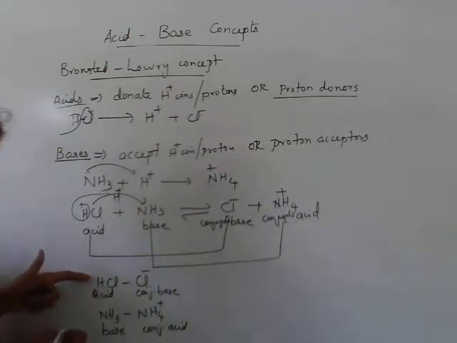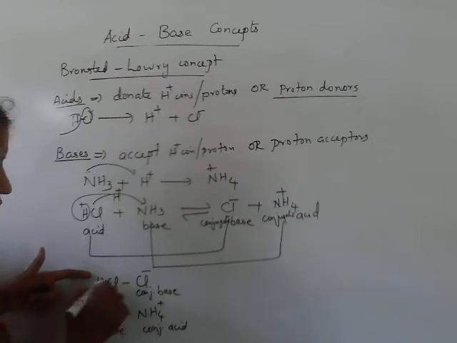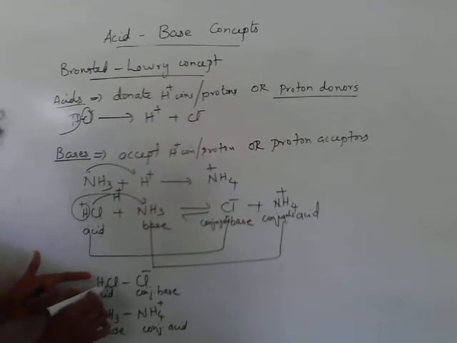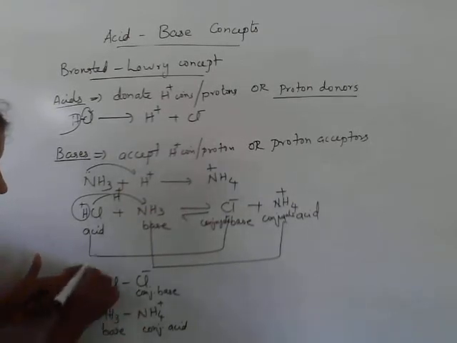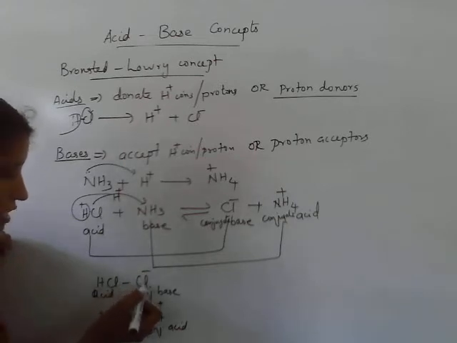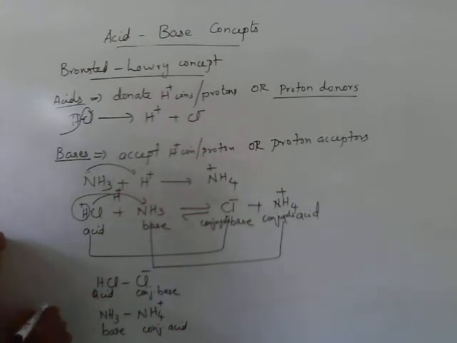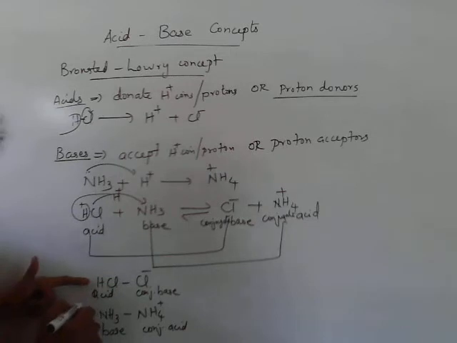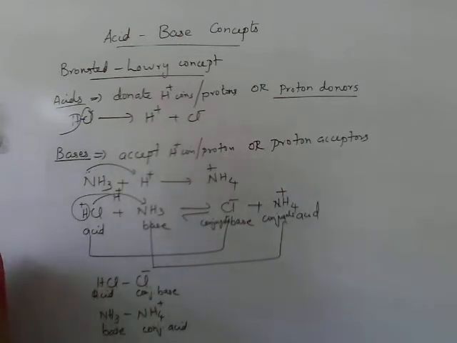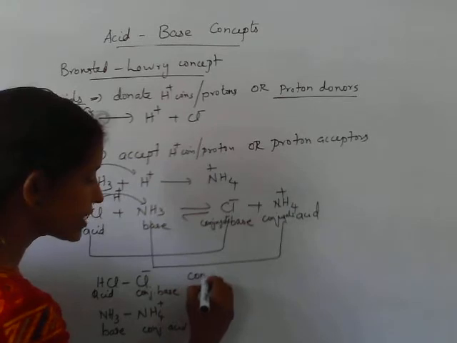So this acid-base pair, HCl and chloride ion, how do they differ from one another? They differ by a proton, right? When HCl donates one H plus ion, we get chloride. When chloride ion accepts an H plus ion, we get HCl. That means these two species differ by a proton. Such an acid-base pair which differs by a proton is called a conjugate acid-base pair.